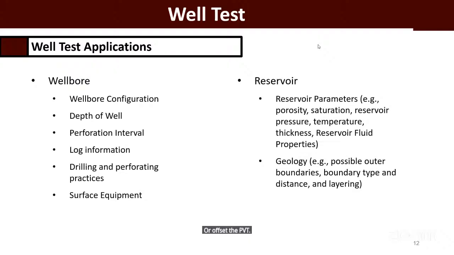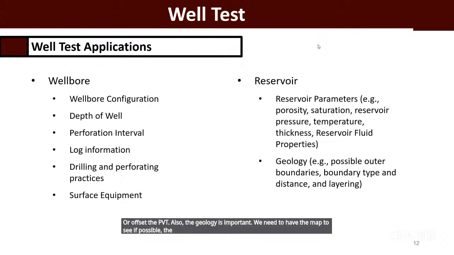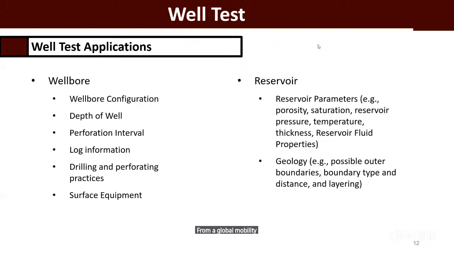Also, the geology is important. We need to have the map to see possible outer boundaries, the boundary type, the distance, and also if we have layering. If we have, for example, a reservoir composed of a good permeability zone and a tight permeability zone, this will affect the analysis of the well test.